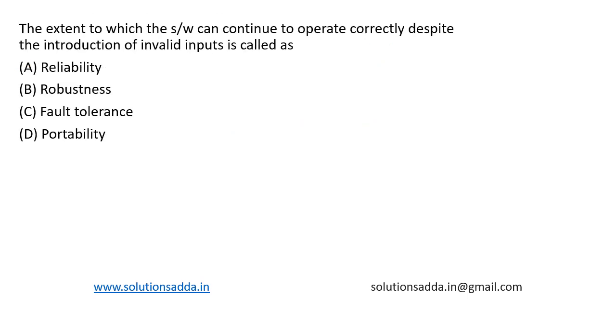This is a question from software engineering. The extent to which the software can continue to operate correctly despite the introduction of invalid input is called reliability, robustness, fault tolerance, portability. The correct answer here is option B, robustness. Robustness is the ability of a software to withstand erroneous and invalid input. It is an important quality of a software. Robustness can be introduced in a software by introducing methods that focus on handling unexpected termination and unexpected action. So option B, robustness is the correct answer here.